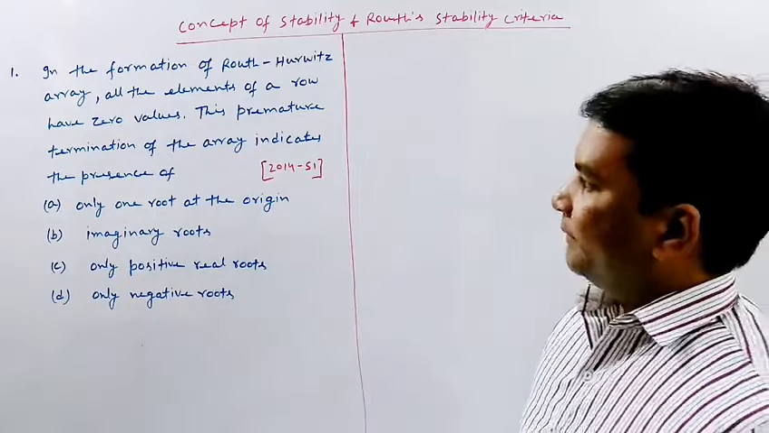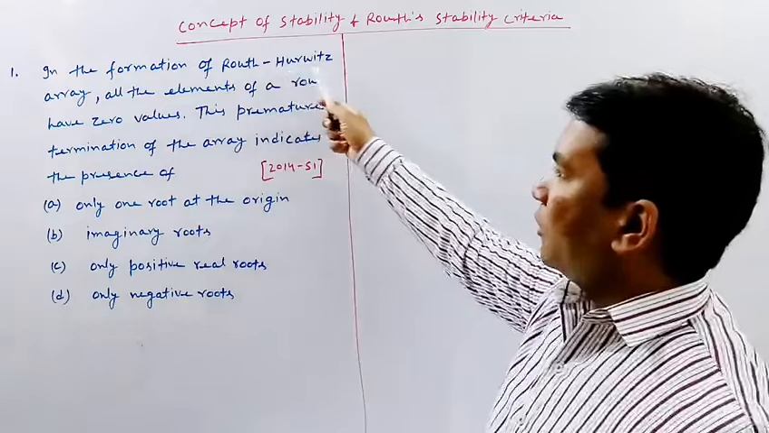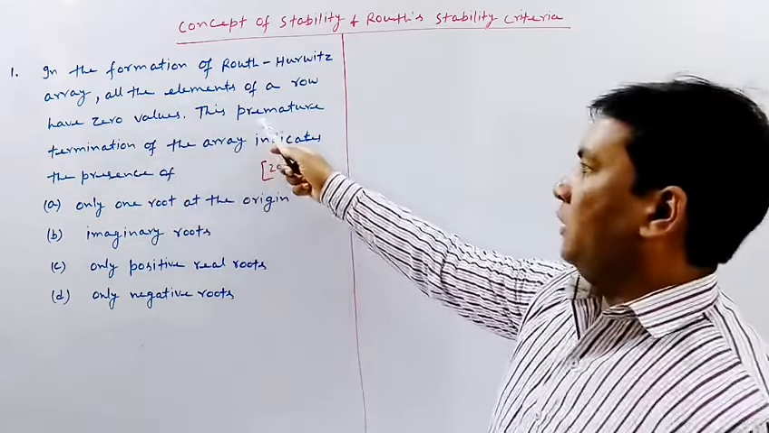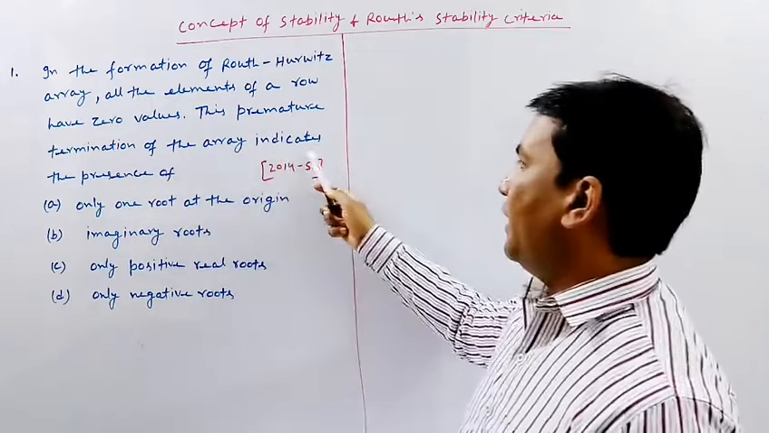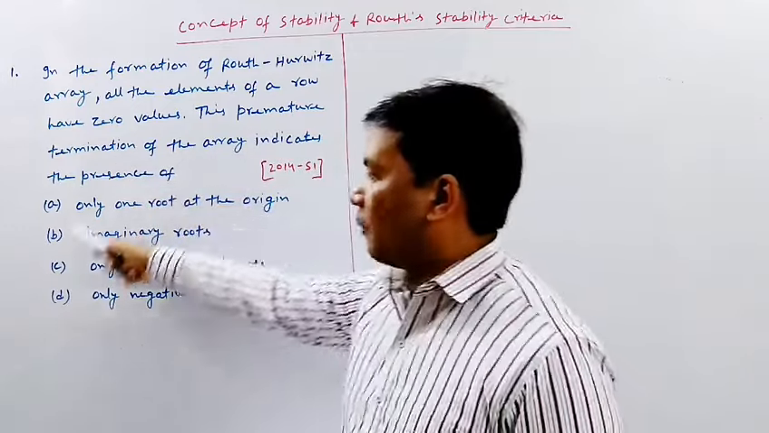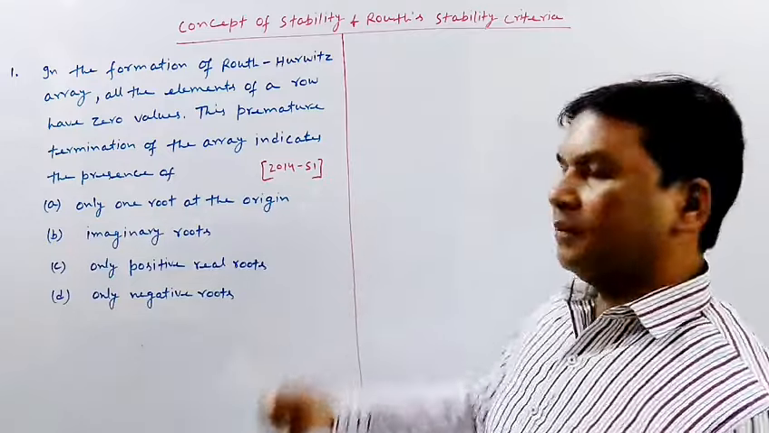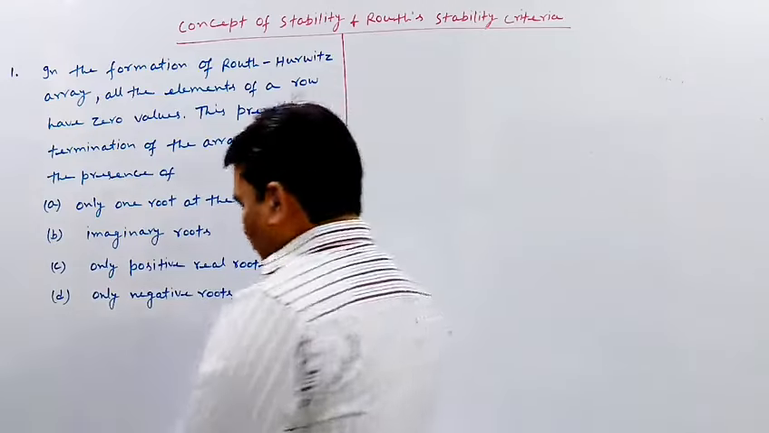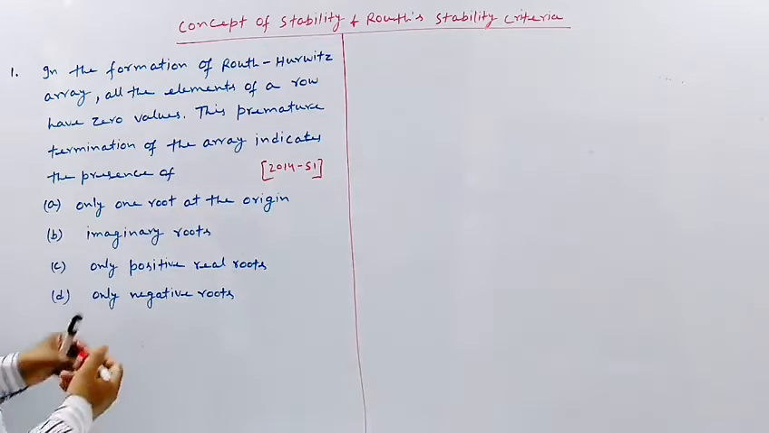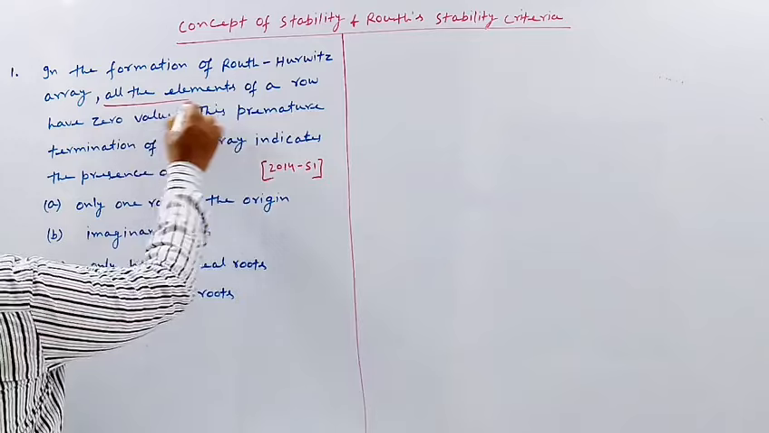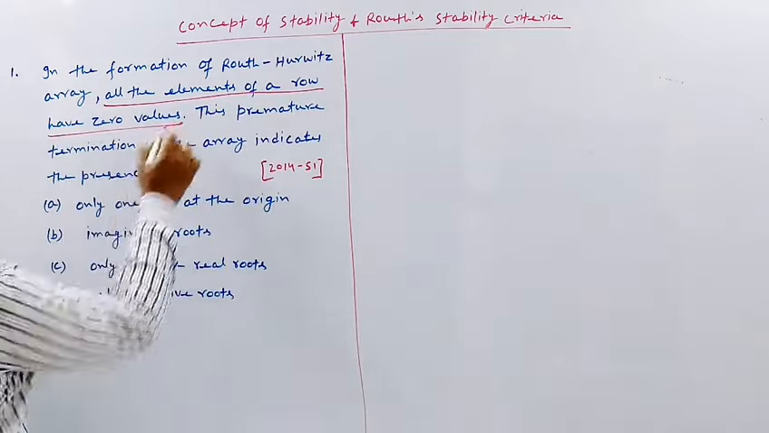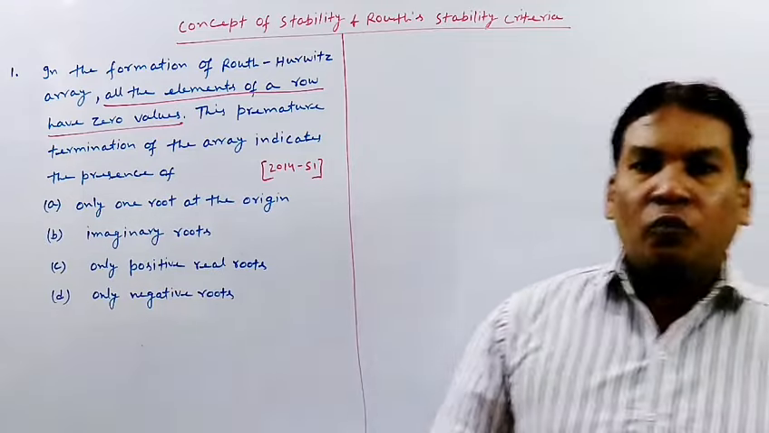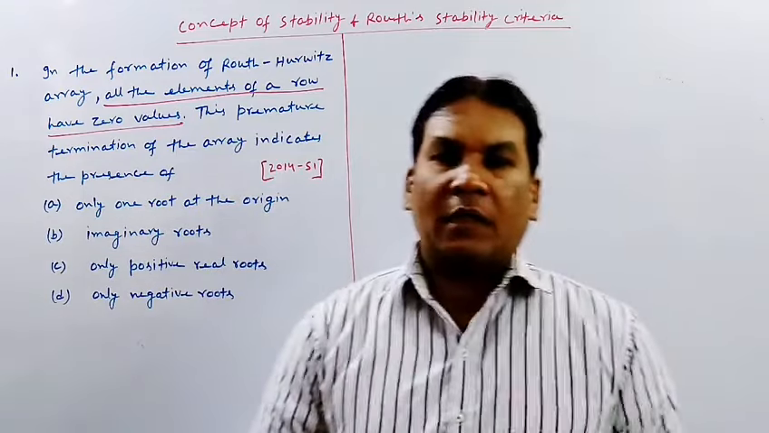The first question is: in the formation of a Routh-Hurwitz array, all the elements of a row have zero values. This premature termination of the array indicates the presence of, there are four alternatives given. This question has been asked in GATE 2014 S1. Here it is given that all the elements of a row have zero values. So this is difficulty number 2 of Routh's stability criteria.